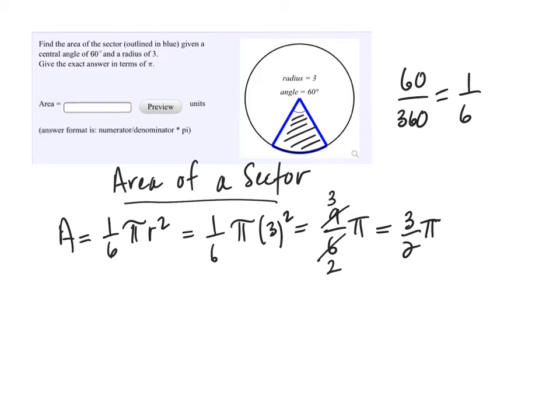This is area, and we label that in units squared, but we don't have a unit in this case. So punch this in the box, and you've got it. Remember, use pi for pi.